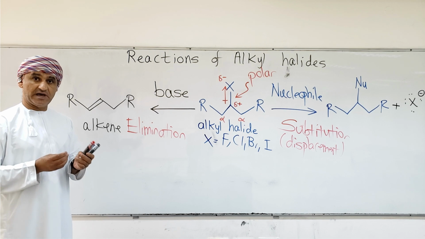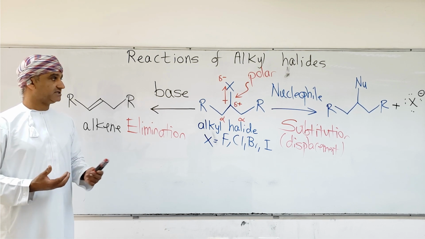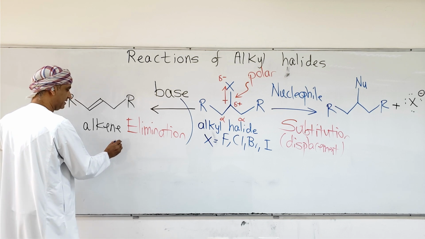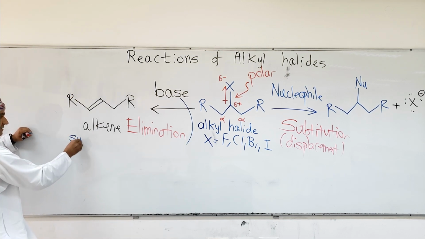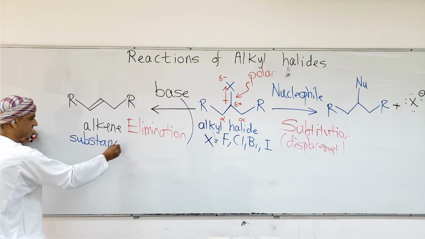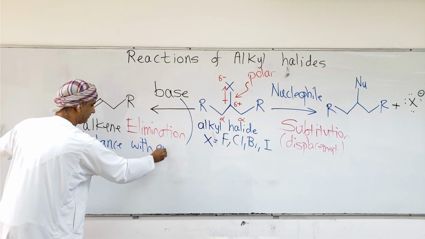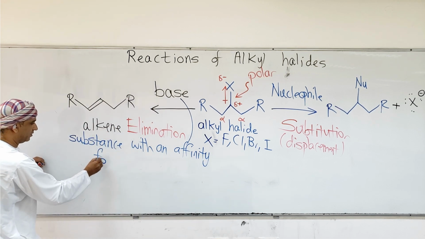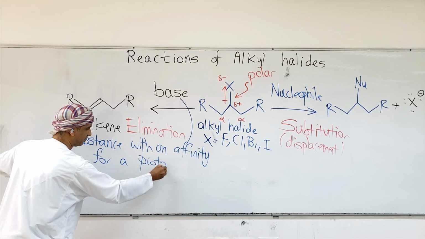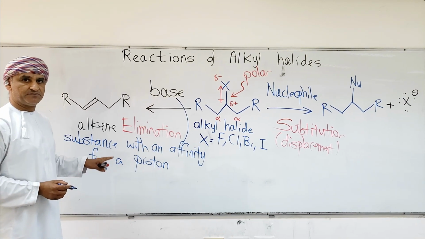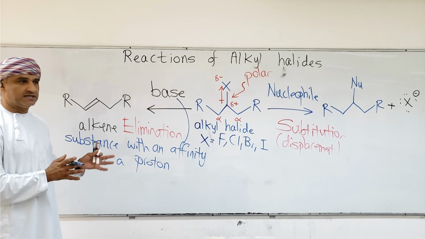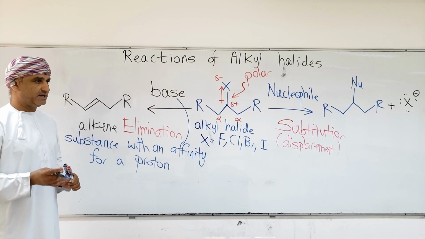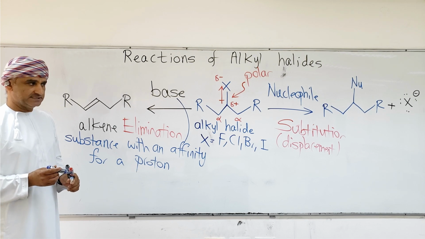Now, it's very, very important to recognize the difference between the base and the nucleophile. The base in general has an affinity for a proton. So the base is a substance, we can define it like this, a substance with an affinity for a proton. And that proton has to be located on the alpha carbon. So this is how the base is defined, and this is what the base does. It removes or abstracts a proton from a carbon adjacent to the carbon that has the X.